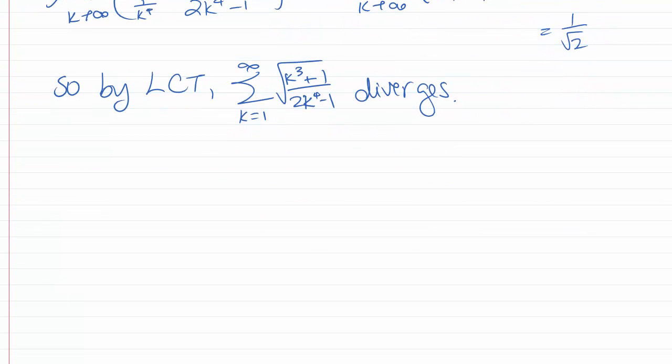Let's look at the next example. So this is the series, k goes from 2 to infinity, of 1 over 5 to the k minus 2 to the k. So again, we want to check that this is positive, but 5 to the k is going to be bigger than 2 to the k for all positive k. So we have no problem there.